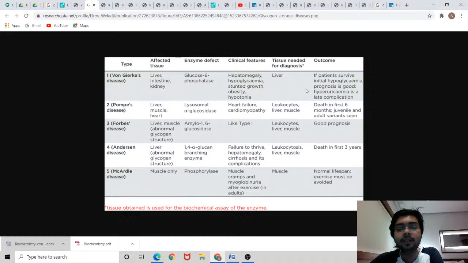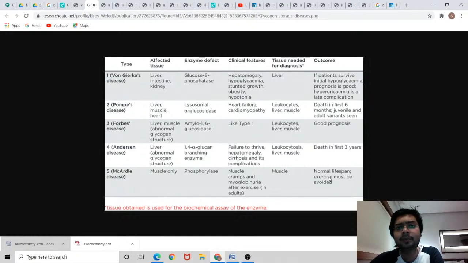So in von Gierke, the problem you will face is the initial hypoglycemia. If the patient survives it, the prognosis is good. In Pompe's, it is not very good. Forbes is again good. In Anderson, death occurs usually in the first 3 years.